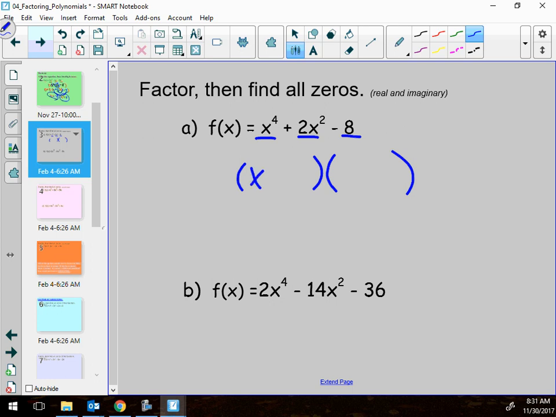If you put an x and an x, are you possibly going to get x to the 4th? No. Do you think logically that we would want to do an x to the 3rd and x to the 1? No, probably not. What do you think? X squared, yep, and x squared. So everybody start with that and just figure out the rest. You'll know if you're right by multiplying it back out.